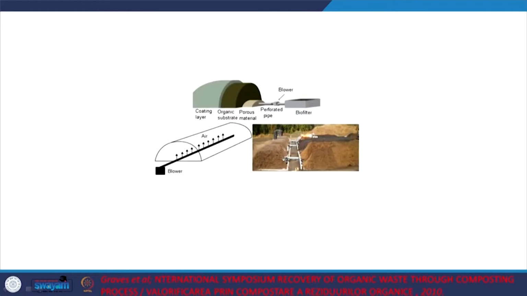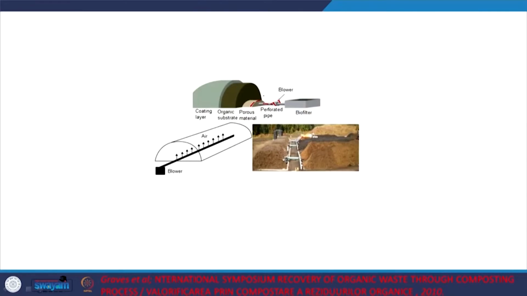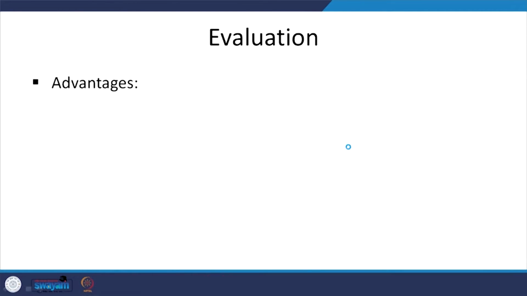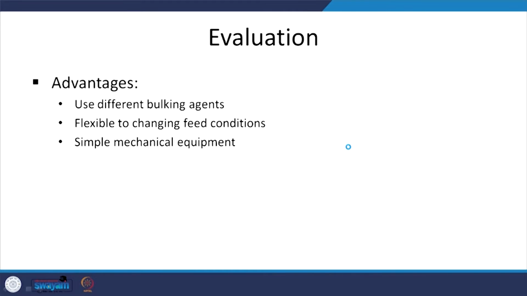What do we have? You have a perforated pipe and a blower. It is not continuous, it only requires intermittent mixing or air, that is one aspect to keep in mind. You have a porous material and on top of that is what you are trying to stabilize, and then this coating layer typically made of compost, right, and you can see the relevant pictures here. Let us move on. So, evaluation and such, I will only summarize the major aspects without going into detail here.